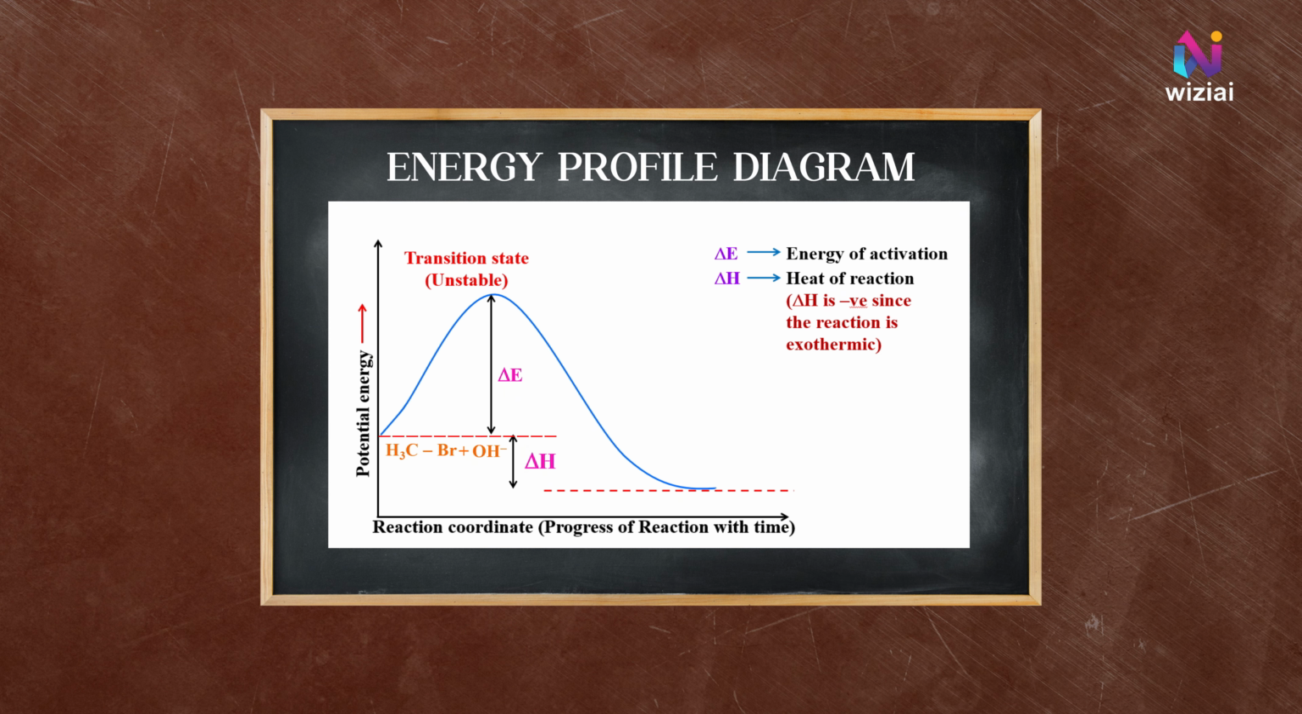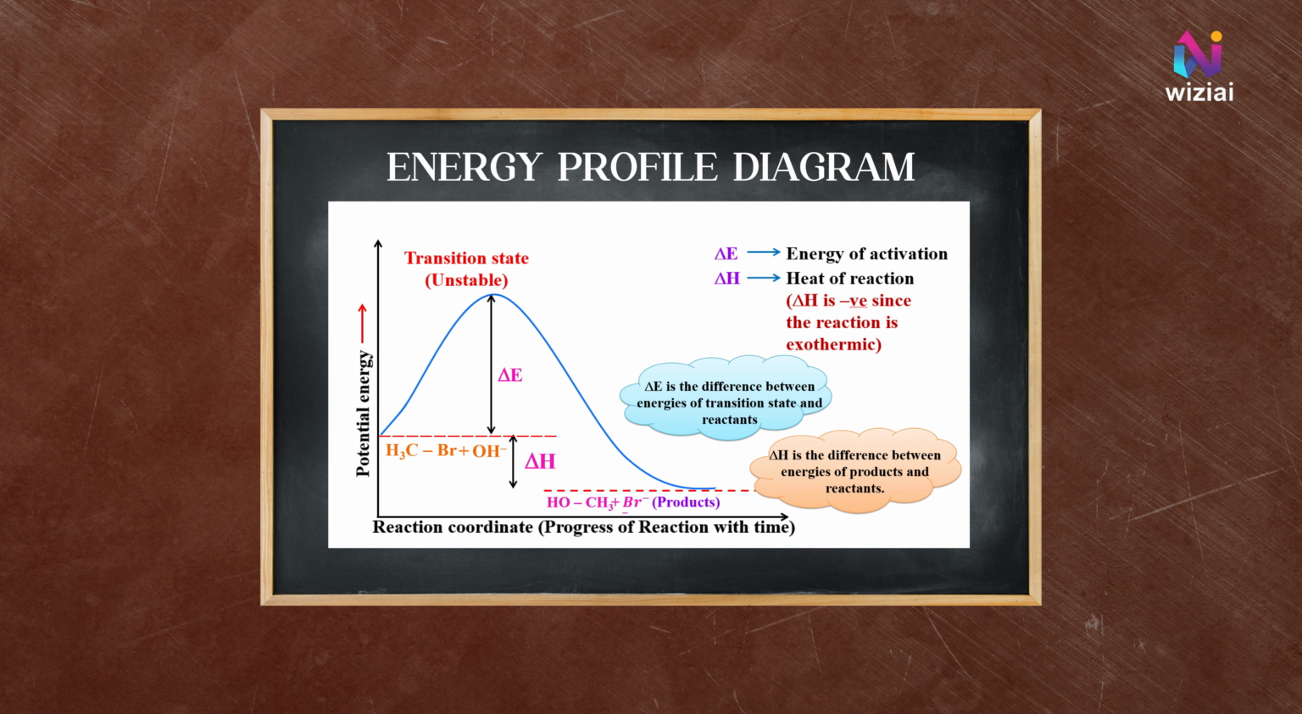Once the transition state is formed, the products, methanol and bromide ion, are released with a drop in energy. The overall reaction is exothermic, which means it releases energy indicated by a negative heat of reaction. The single energy peak confirms that the SN2 mechanism proceeds in just one step.